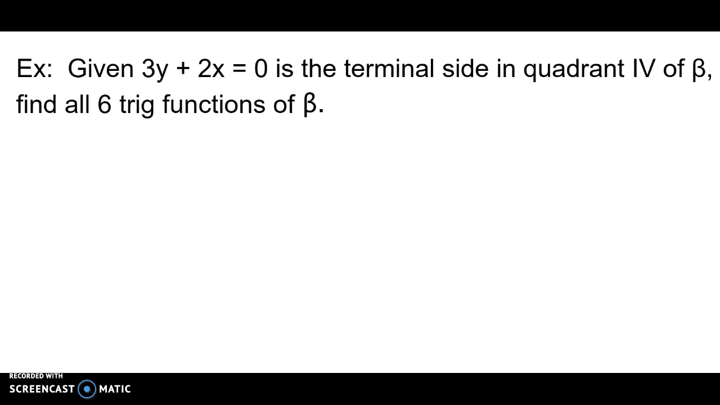Next example here, it says, given that 3y plus 2x equals 0 is the terminal side in quadrant 4 of beta, find all 6 trig functions of beta. My hint for you is to understand that this is an equation of a line. All right, go ahead and try this one.